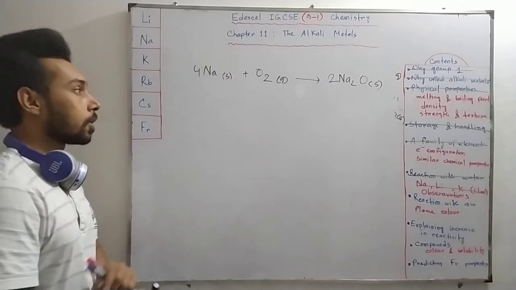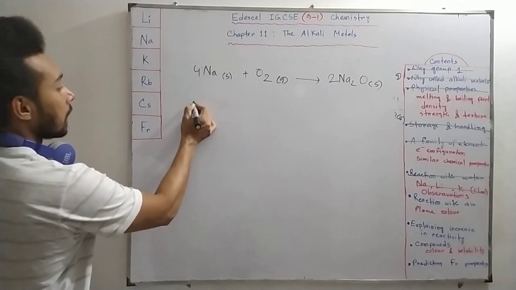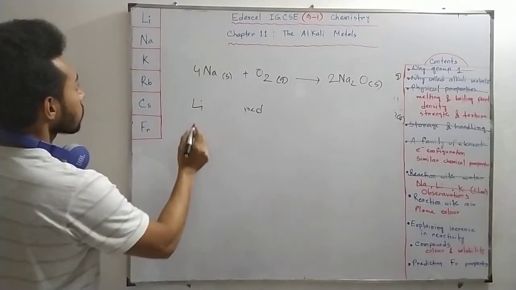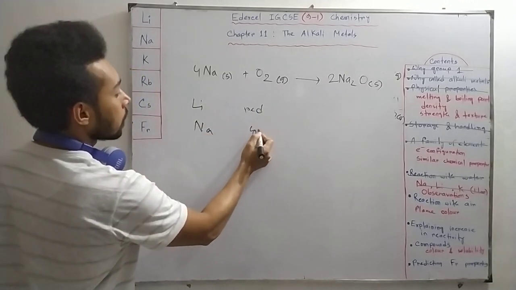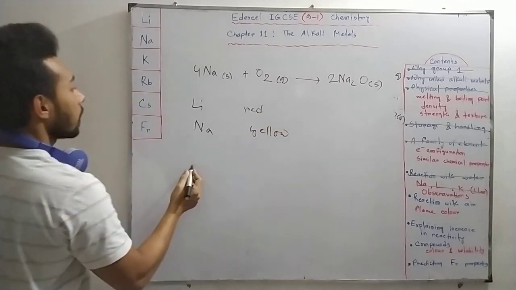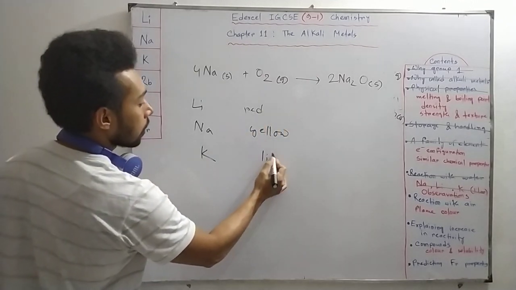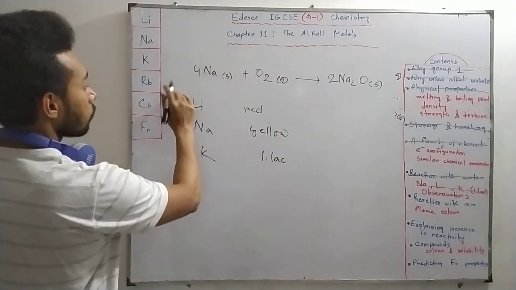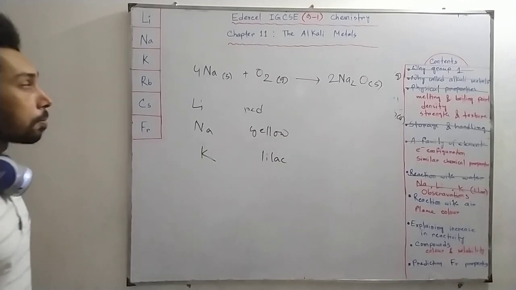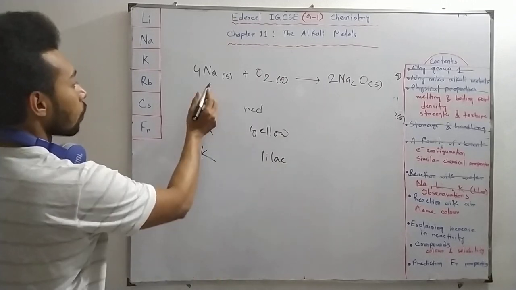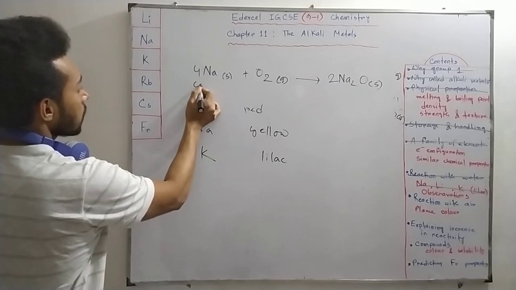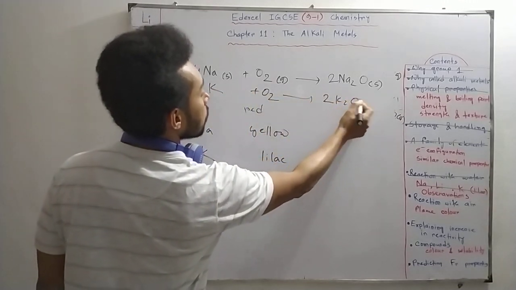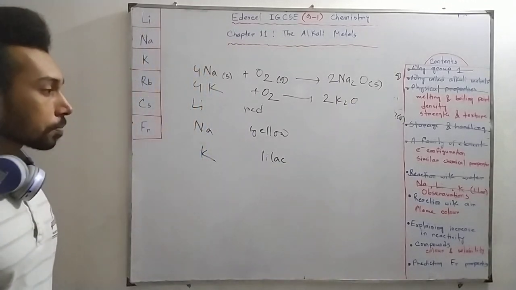And if you burn them using a Bunsen burner flame, you'll notice that lithium burns with a red flame, sodium burns with a yellow flame, potassium burns with a lilac flame, and they react in the same way, but down the group the reaction becomes more vigorous. Okay, for potassium, 4K plus O2 gives 2K2O. Okay, similar reaction.